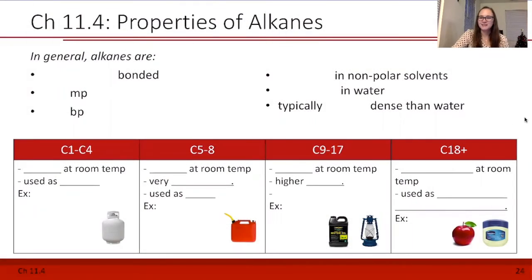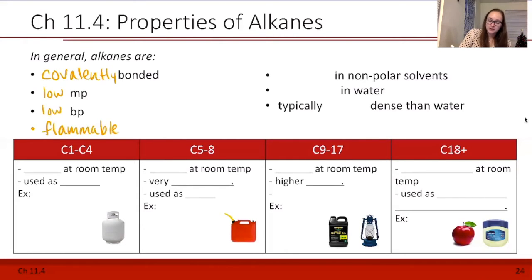Hey guys, in this section, we're going to start talking about the properties and reactions of alkanes. So first off, we're just going to talk about the properties. In general, alkanes are covalently bonded. Mostly we're going to have sharing of electrons, not necessarily ionic bonds. We have low melting points, low boiling points. I'm missing a bullet here, but there's a bullet that should say flammable.